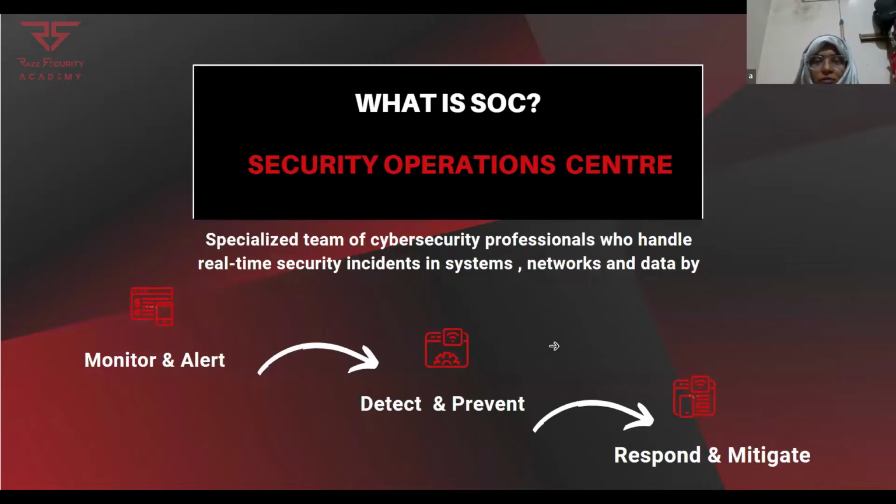They try to detect and prevent, and they try to respond and mitigate. What does respond and mitigate mean? Suppose now we have confirmed that this is the particular incident. The first thing as a SOC analyst we must know is that one must try to respond and mitigate. So how do we respond? By first knowing which type of attack it is, which type of malware it is. Until and unless we know which type of attack or incident has occurred, we will not be able to proceed.